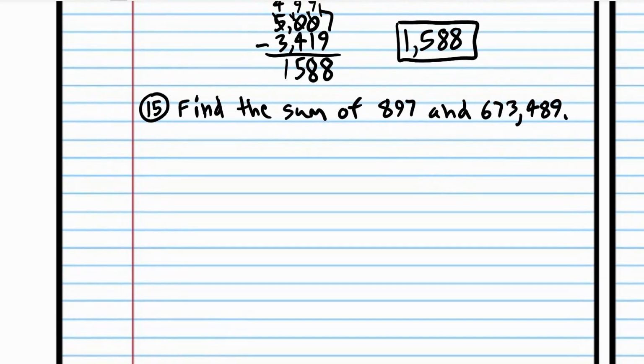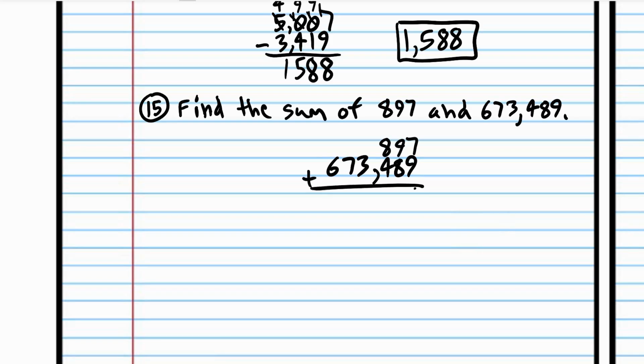All right. Number 15, find the sum of 897 and 673,489. All right. So what does sum mean? Do you remember what sum means? It means addition. 673,489. And you know what? I'm gonna mix things up here. I'm gonna put the smaller number on the top. You can see that with addition, it doesn't really matter.